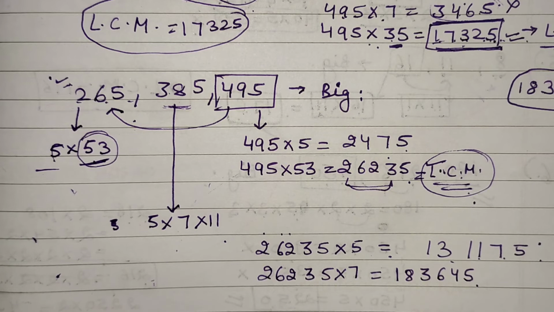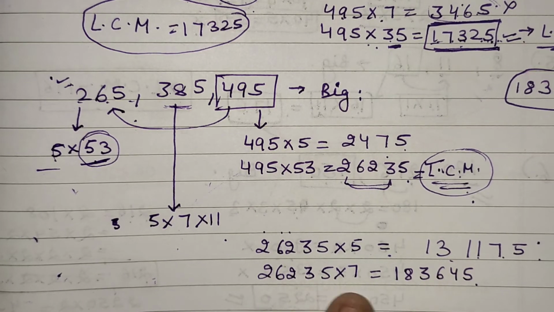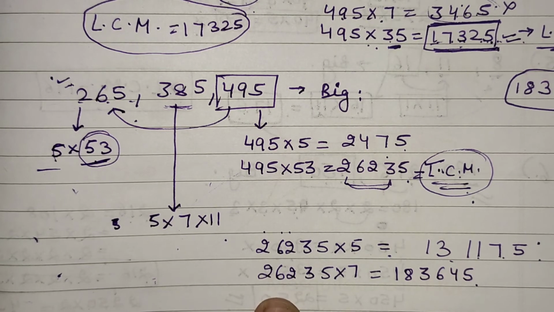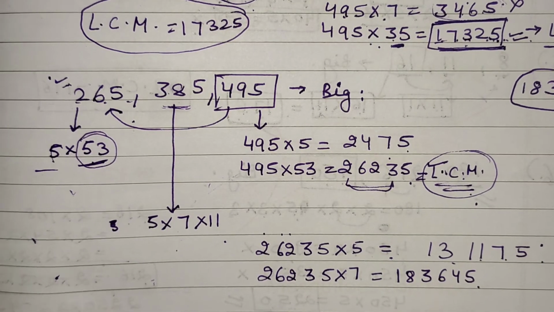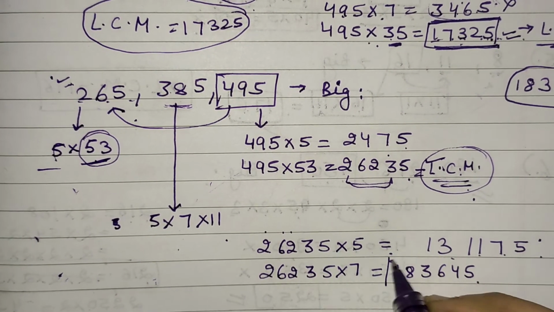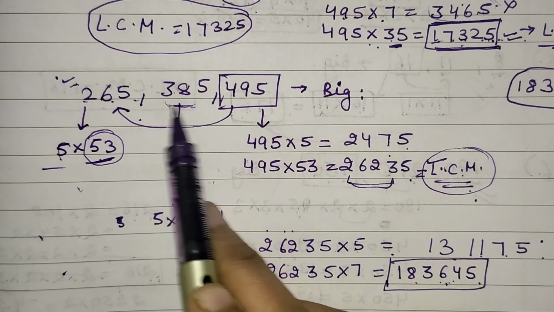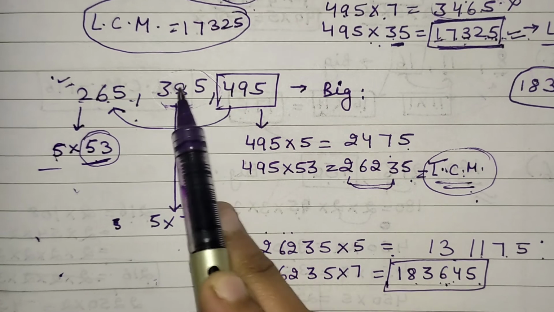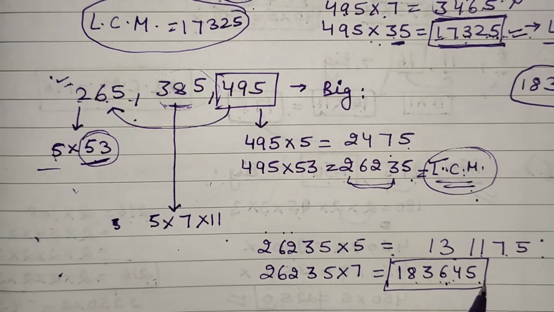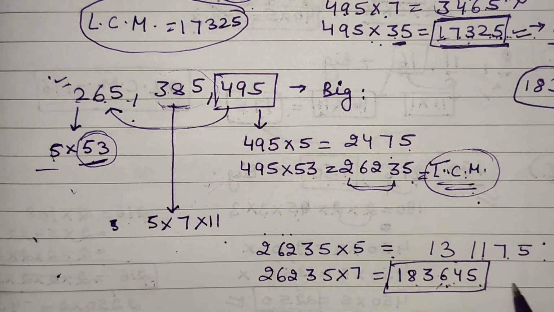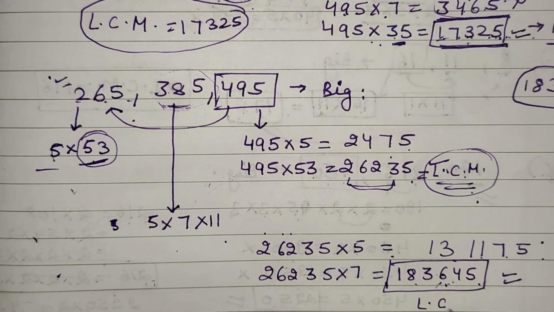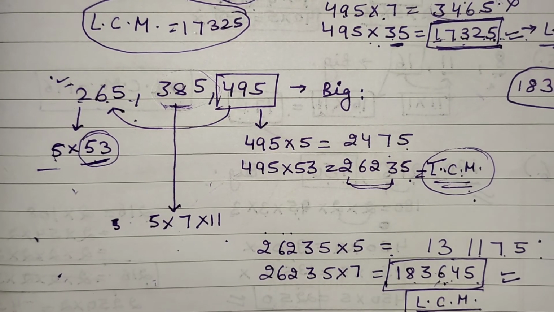Okay, so this type of multiplication you have to follow in your exam if such kinds of questions come. If you have time, you can do these types of questions also. So this is 183645. Check whether it is divisible by 385 or not. Yes, it is divisible by 385. So this is going to be your answer. This is going to be your LCM.